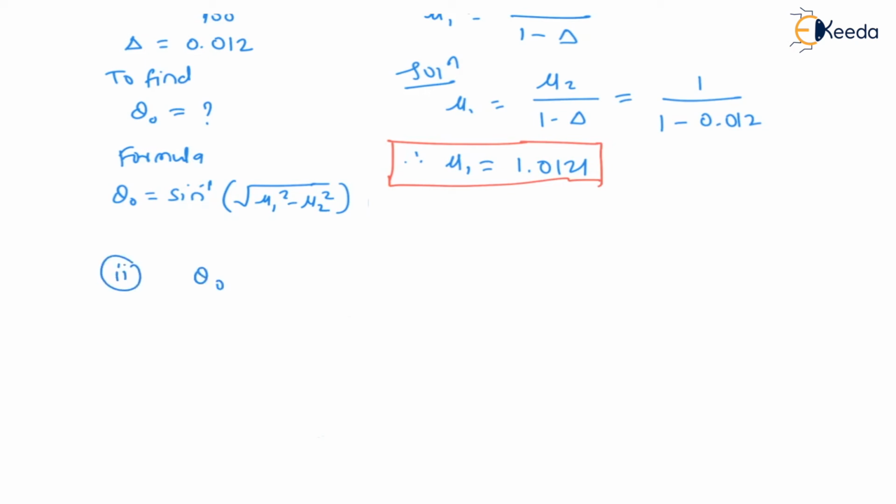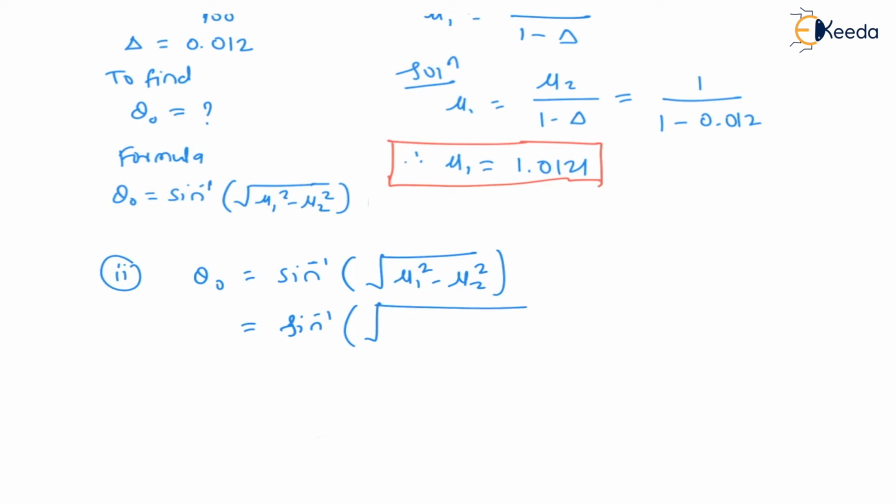So here theta naught is equal to sine inverse of under root mu1 square minus mu2 square. So this will be sine inverse of under root, the value of mu1 is 1.0121 bracket square, minus mu2. Mu2 is 1. So this will be 1 square.